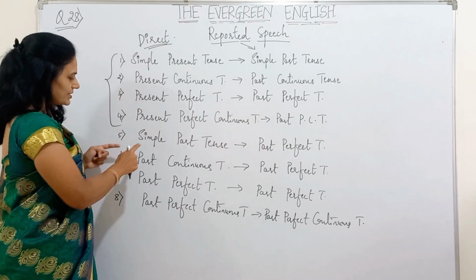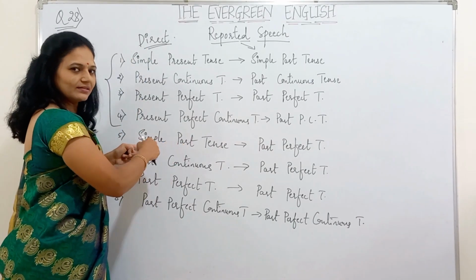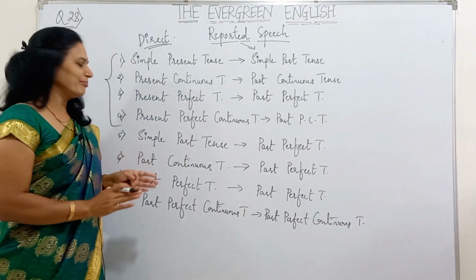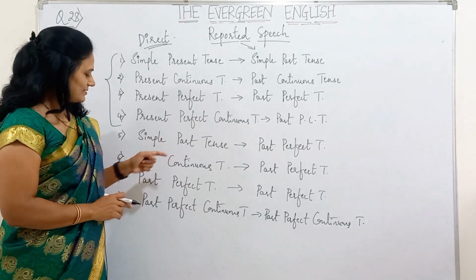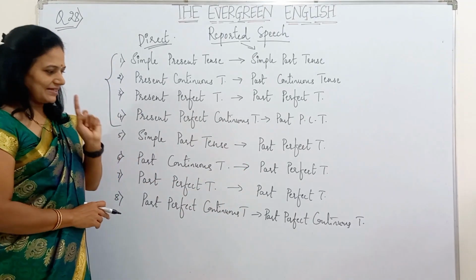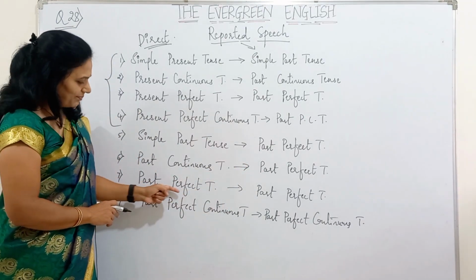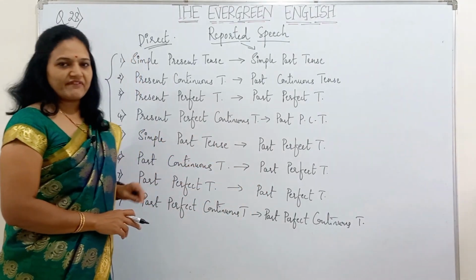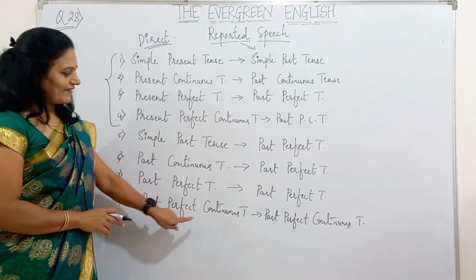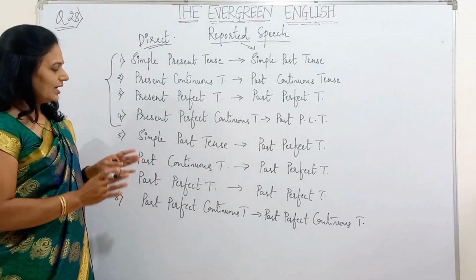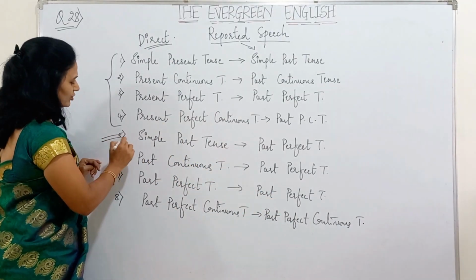Simple past tense: if the given direct speech sentence is in this tense, then it changes to past perfect tense. You have to remember the rule. Clear? Next, past continuous tense again changes to past perfect tense. Past perfect tense will be the same, it is past perfect tense only. Then past perfect continuous tense remains the same. Clear? Most importantly, this plays a very important role.